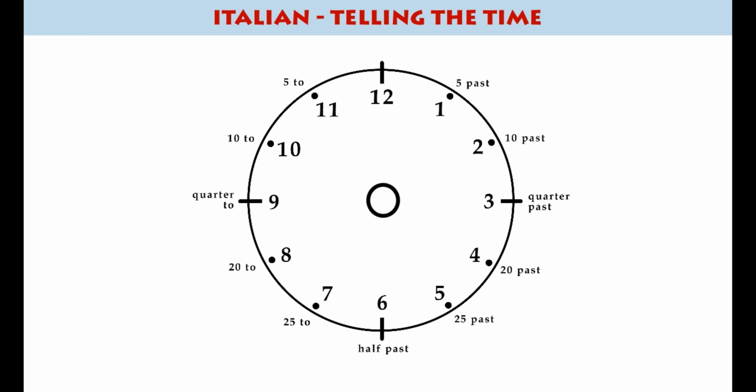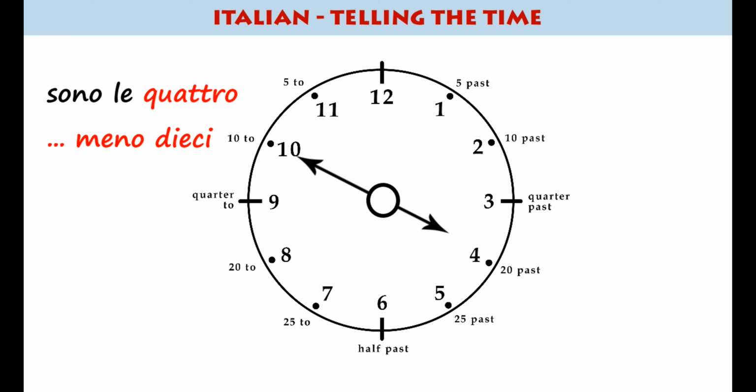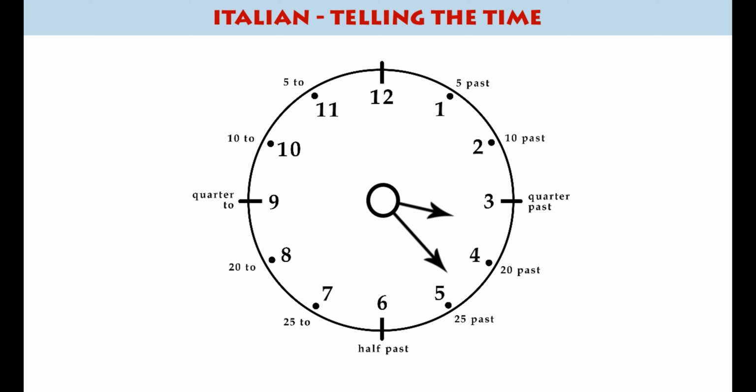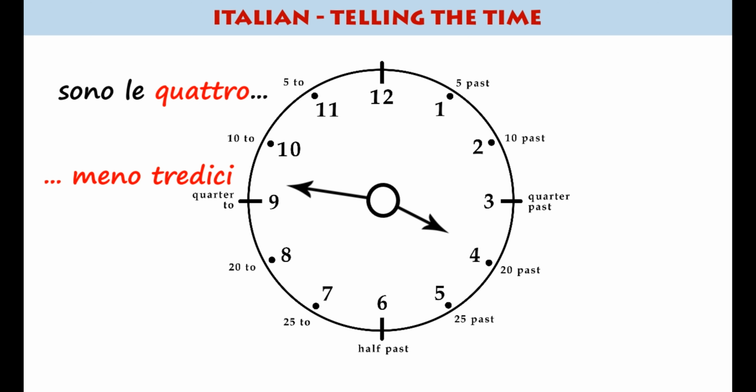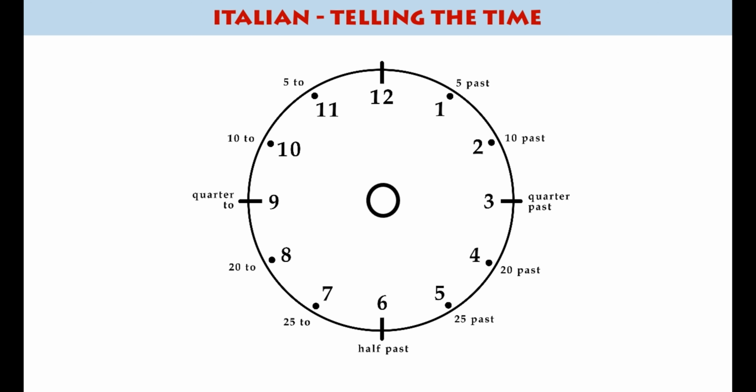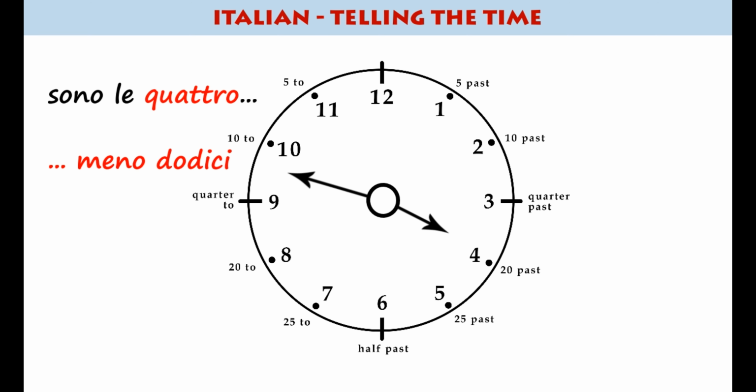So now we can put all of these things together and practice them. 20 past 3, sono le 3:20. 10 to 4, sono le 4 meno 10. And we can go much more specific if we need to for very particular times. 23 minutes past 3, sono le 3:23. 13 minutes to 4, sono le 4 meno 13. 12 minutes to 4, sono le 4 meno 12.